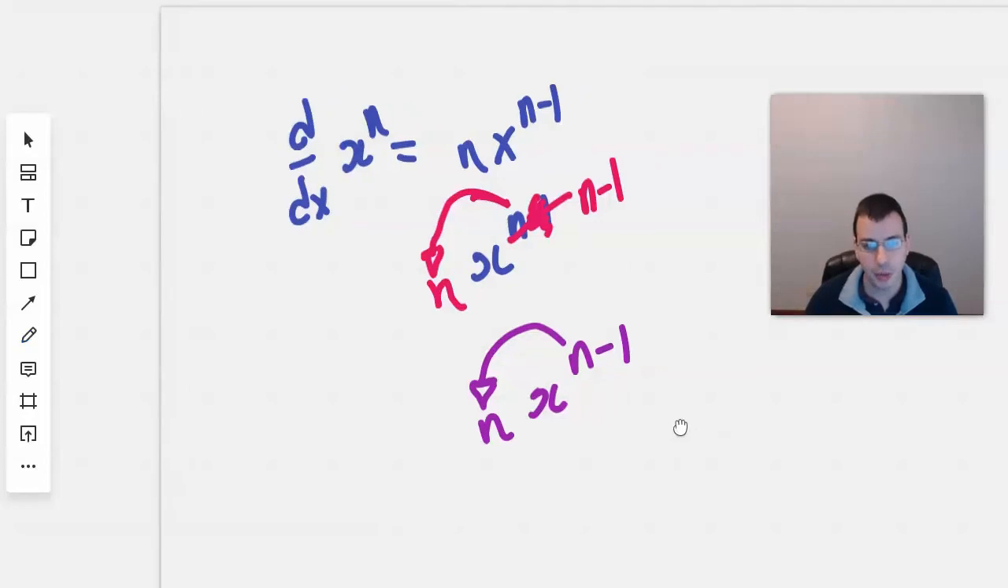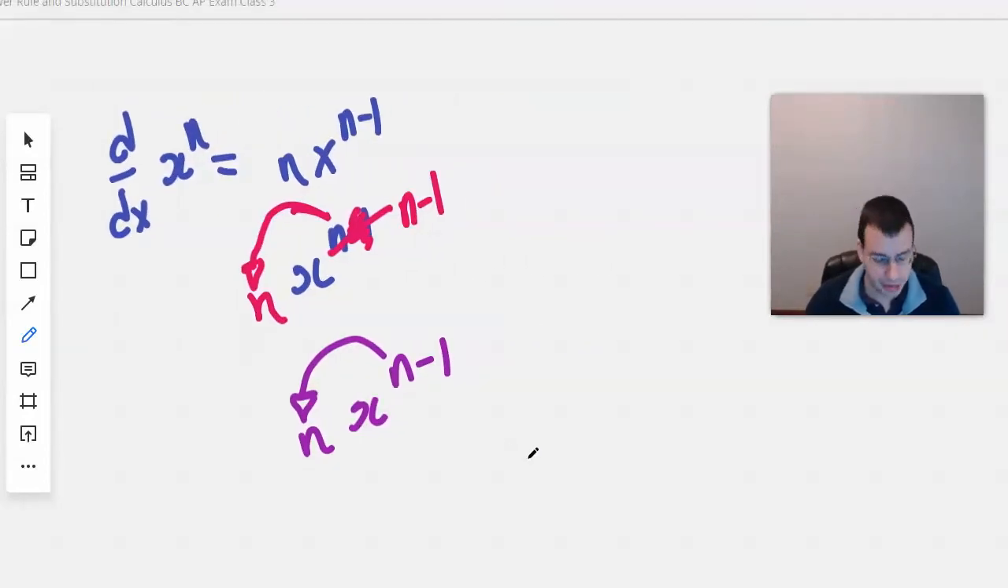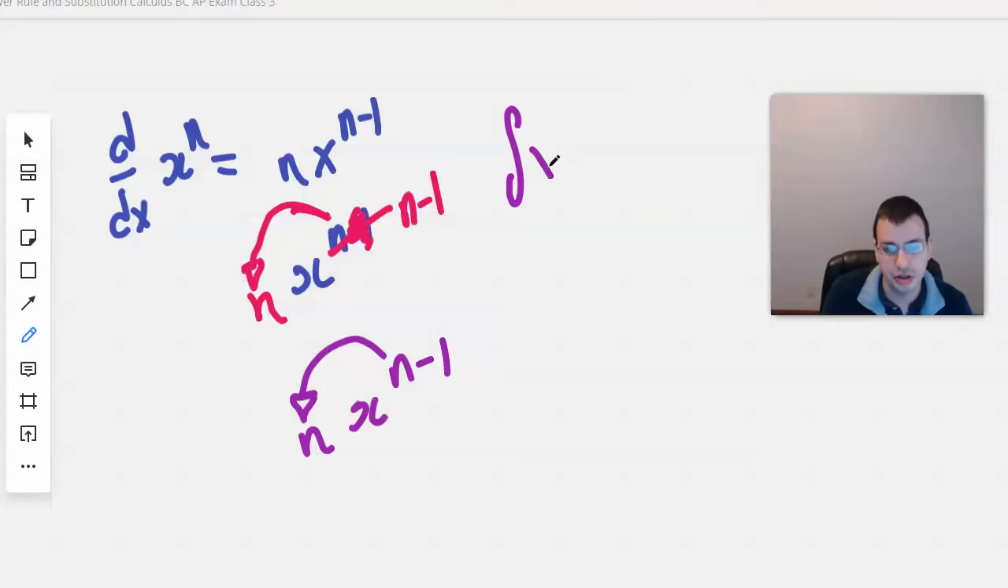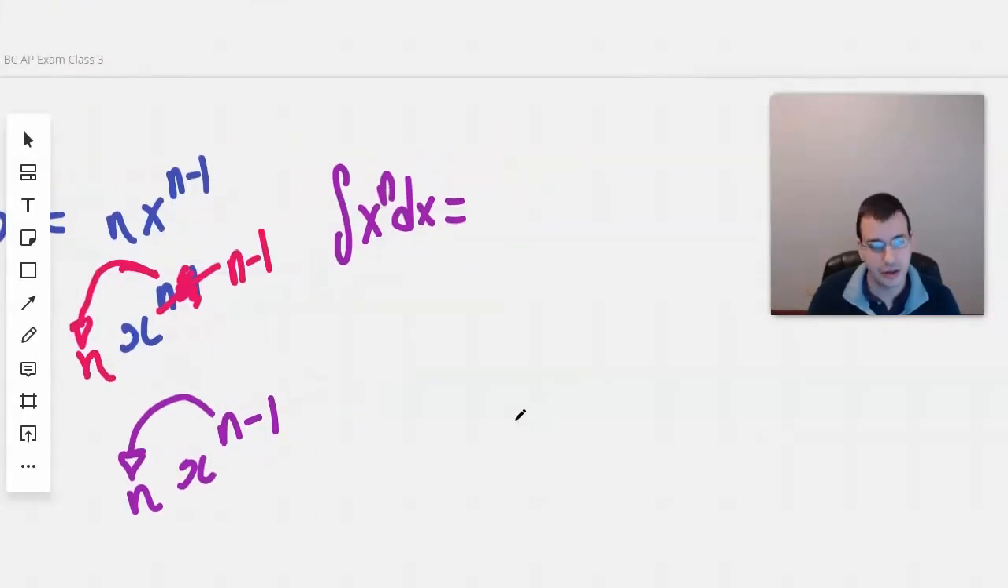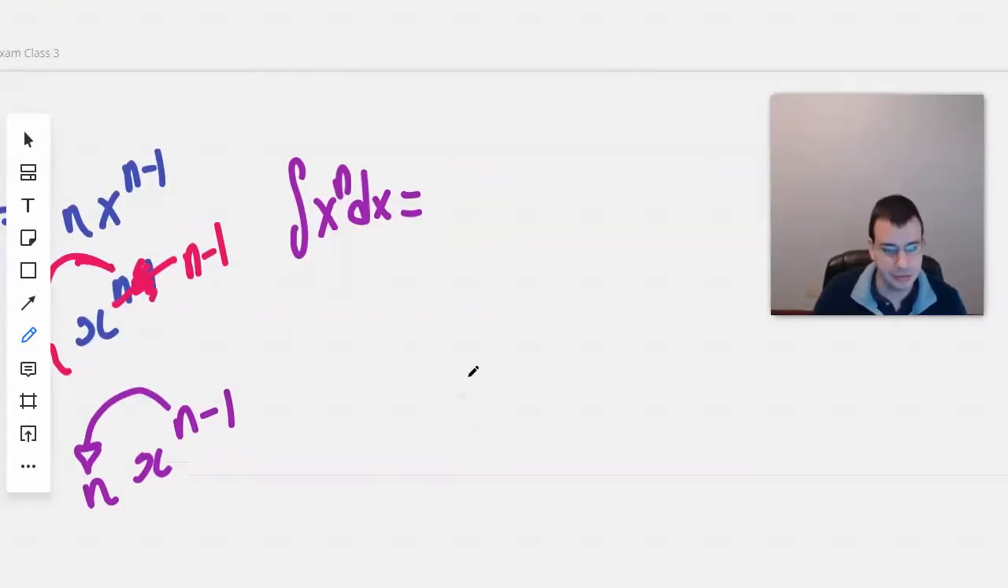Well, now we want to go backwards. And the way that's done, let's say we have the integral of x to the n dx, where this is telling you you want to take an integral, which would be considered an indefinite integral because we don't have limits of integration. And since it doesn't have limits of integration, we're basically just going to put a plus c at the end. You'll see after a few examples.